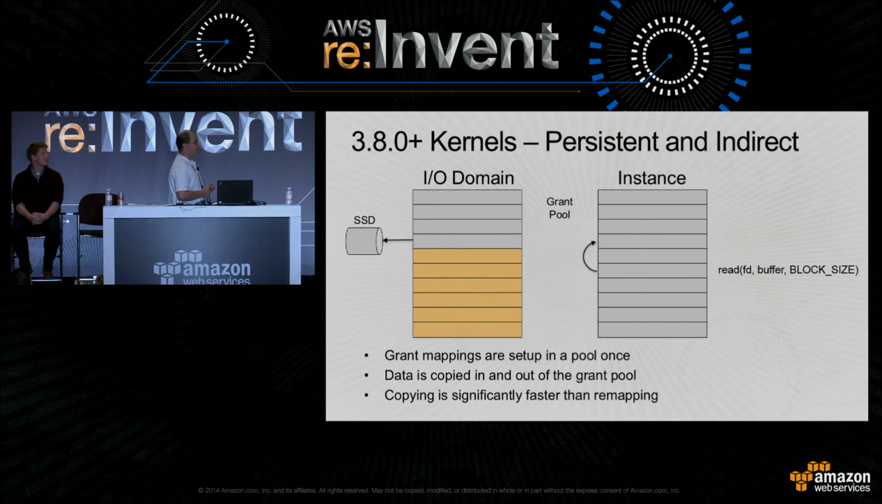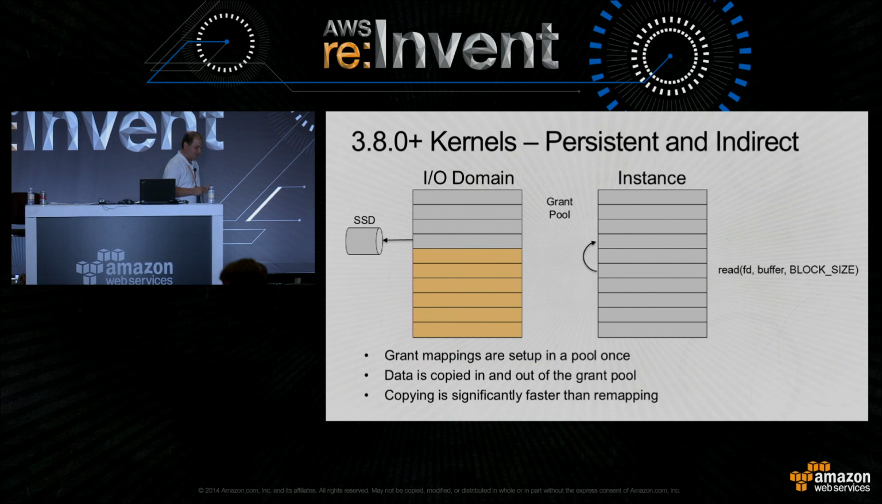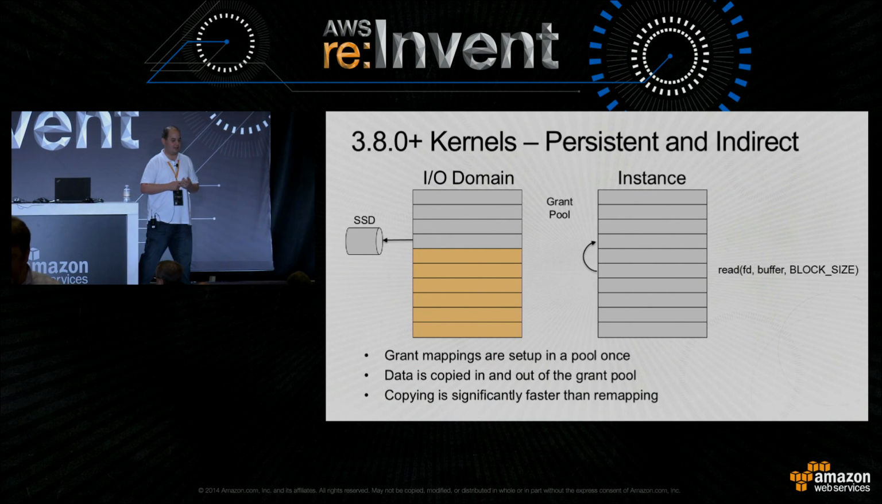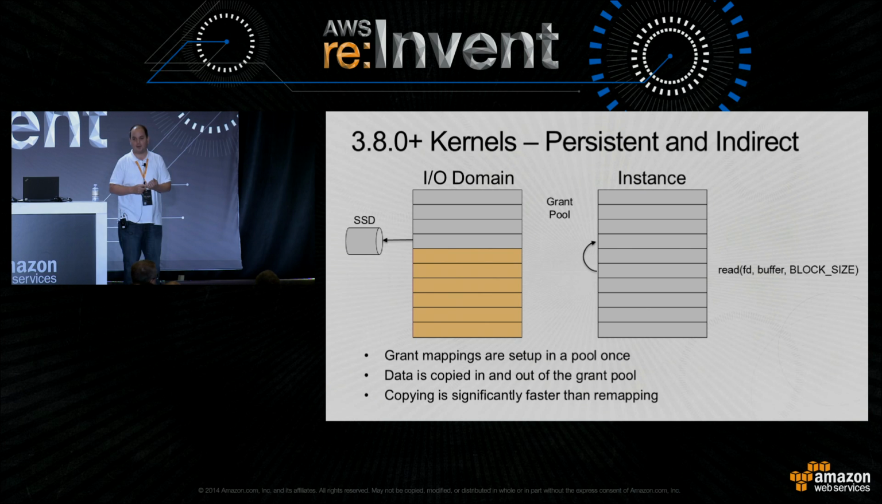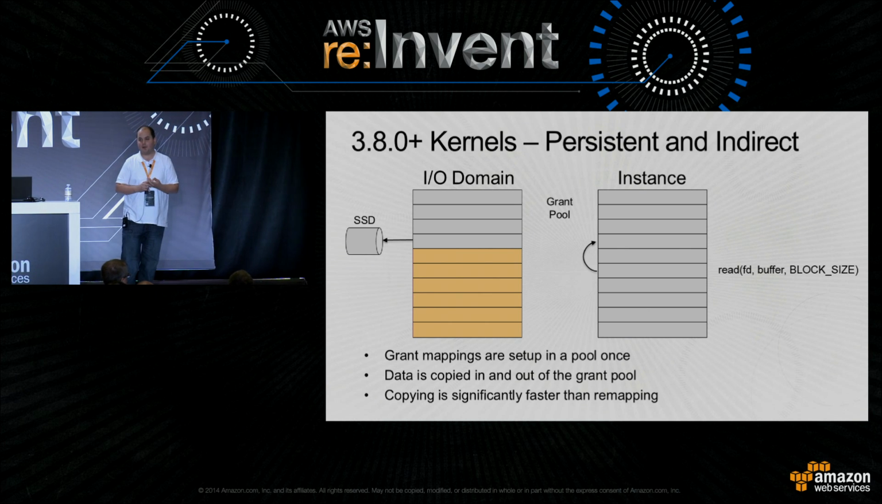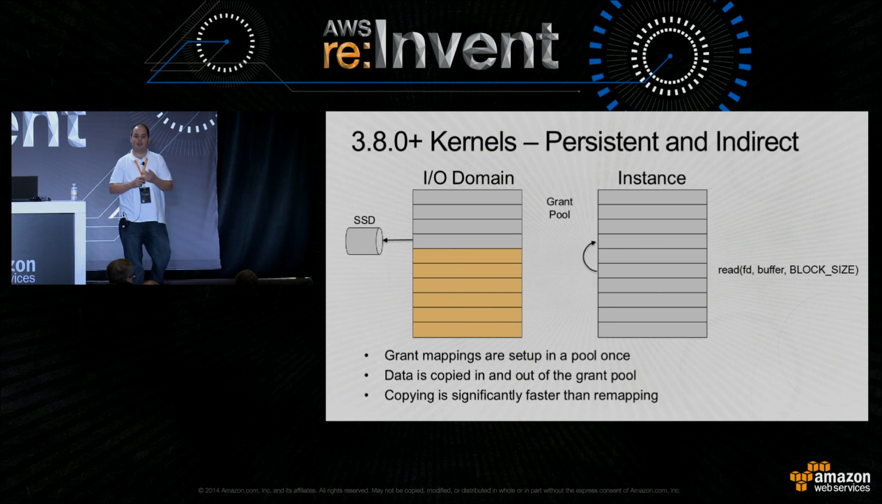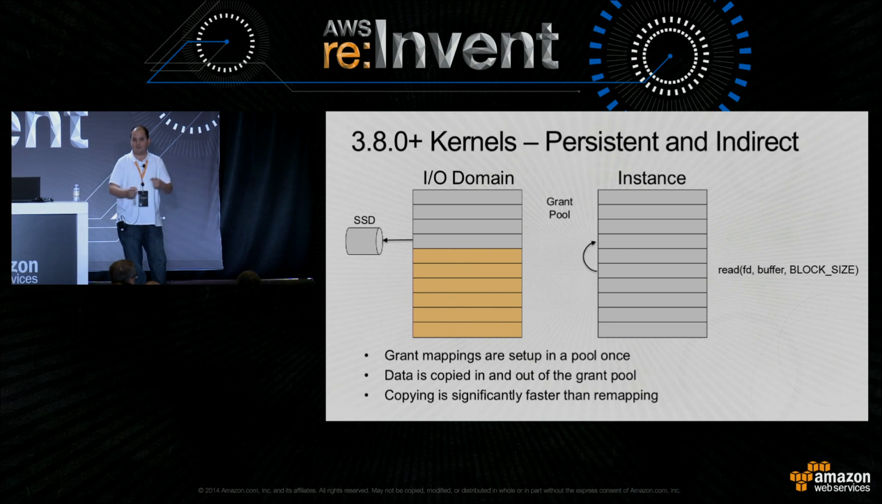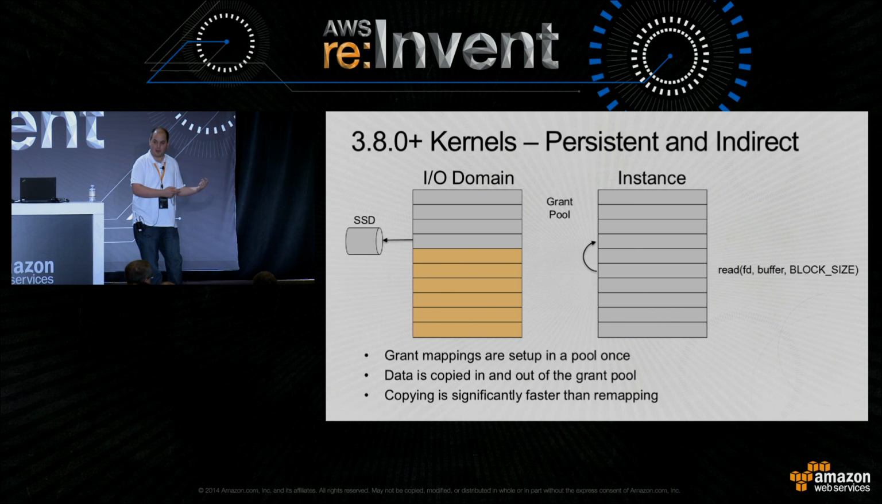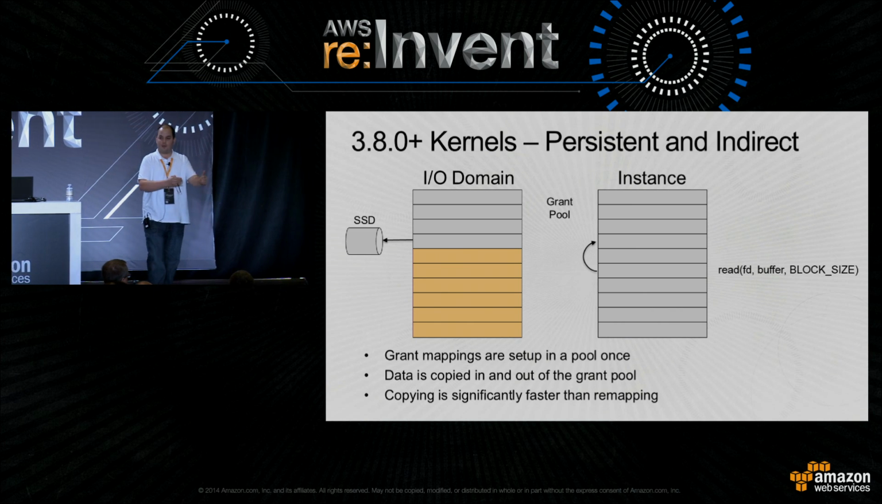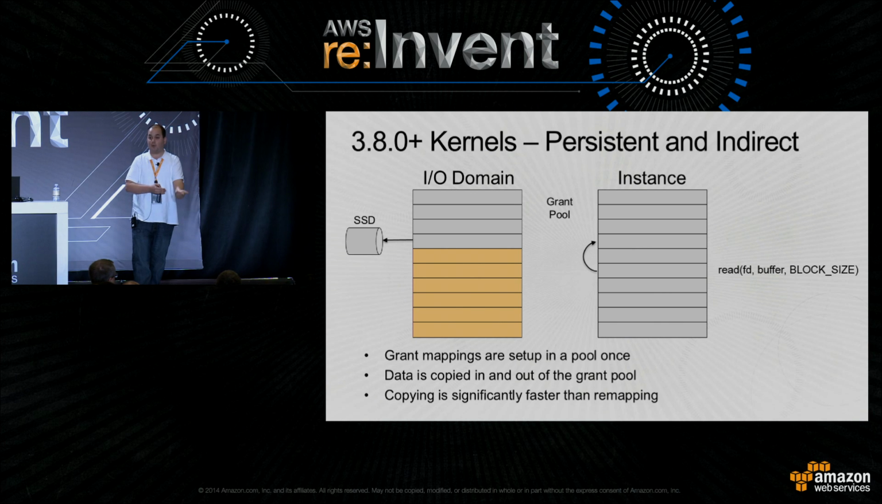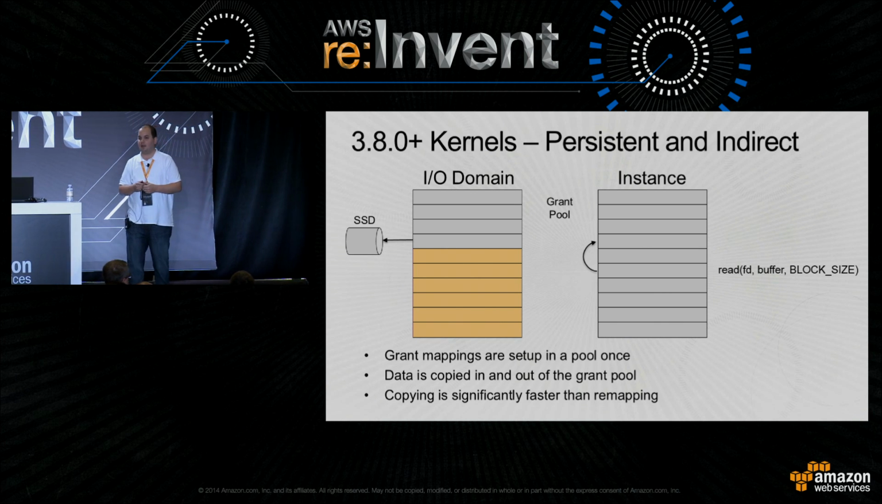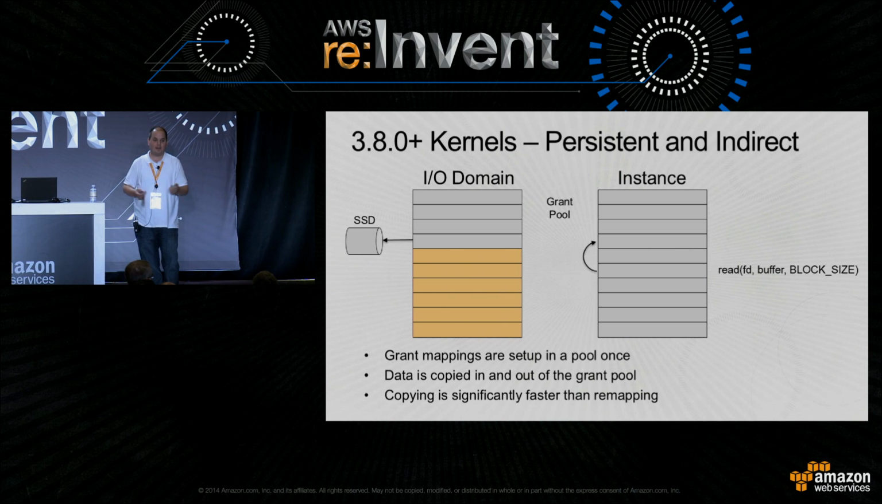So, as is often the case in computer science, the thing that doesn't seem intuitive actually turns out to be better. And in this case, there's a feature in the 3.8 kernel called persistent grant mappings. And the way it works is that instead of giving permission to every single piece of memory that the instance wants to do I/O to, it pre-agrees with the I/O domain on a pool of memory that the I/O domain always has access to. And the instance uses this as effectively a bounce buffer.